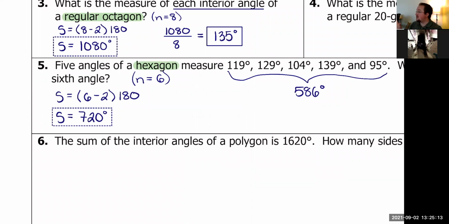We have the total and we're looking for what's missing. We have part of it, so we need to just find that difference. So we would take 720 minus 586 degrees, and we get, I believe, 134.